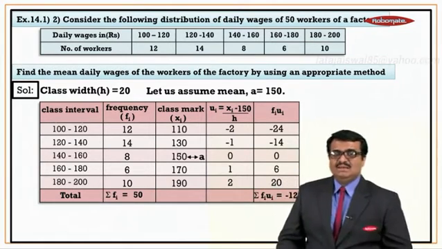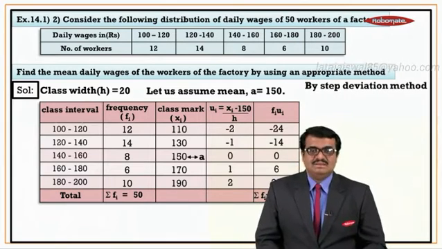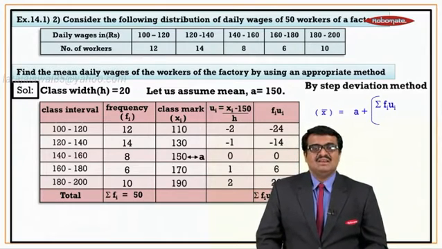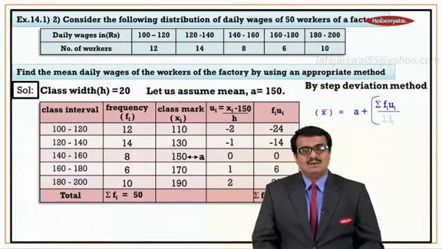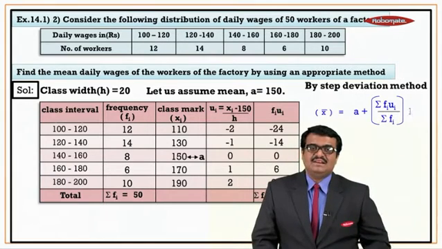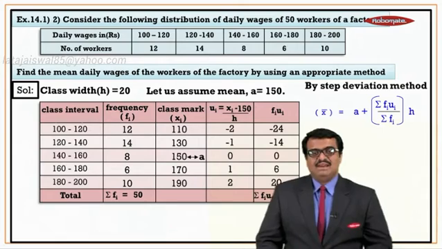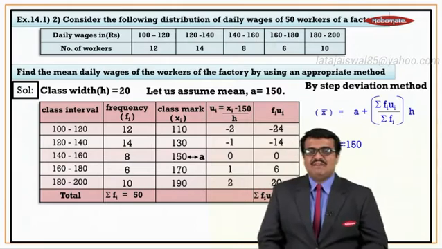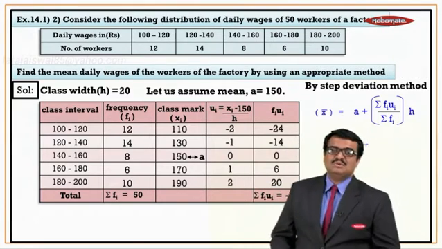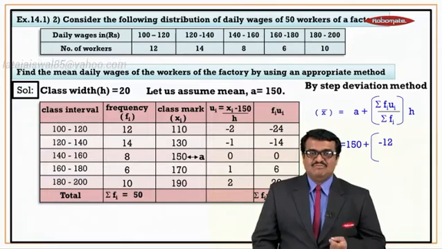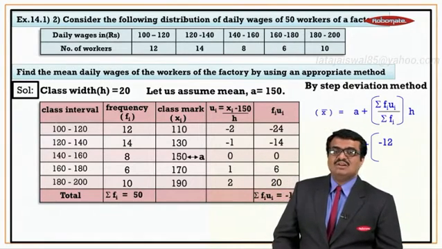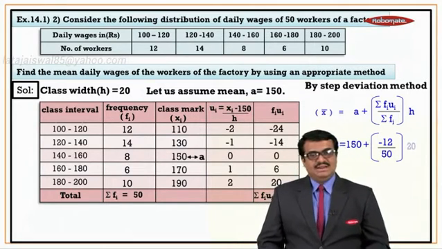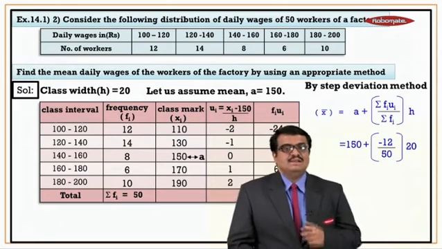And after completing the table, let us calculate mean by step deviation method. By step deviation method, mean x bar is equals to a plus, bracket, sum of fi ui upon sum of fi, the whole bracket, into h. Okay. So let us put all the values. So x bar is equals to a. What is a? 150. What is sum of fi ui? Fi ui sum you got as minus 12. So let us put the value of minus 12 upon sum of fi. What is fi's value we got? 50. The whole into h. What is h? We know 20. Okay. So after putting all these values, let us calculate.